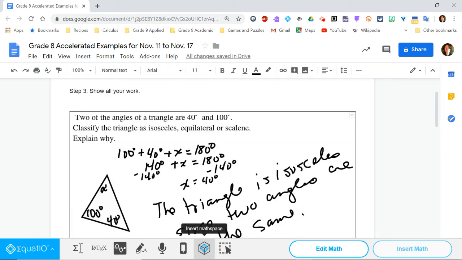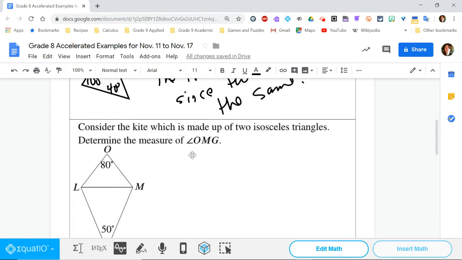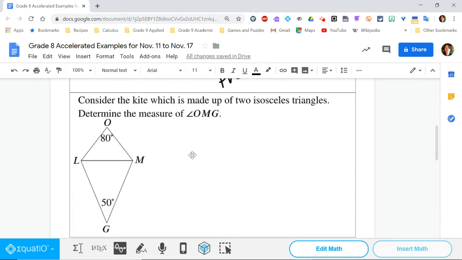It puts this into my document so I can see all your work. So that was that question. Now we're going to do the same kind of thing with this question right here. So consider the kite, which is made up of two isosceles triangles. Determine the measure of angle OMG.